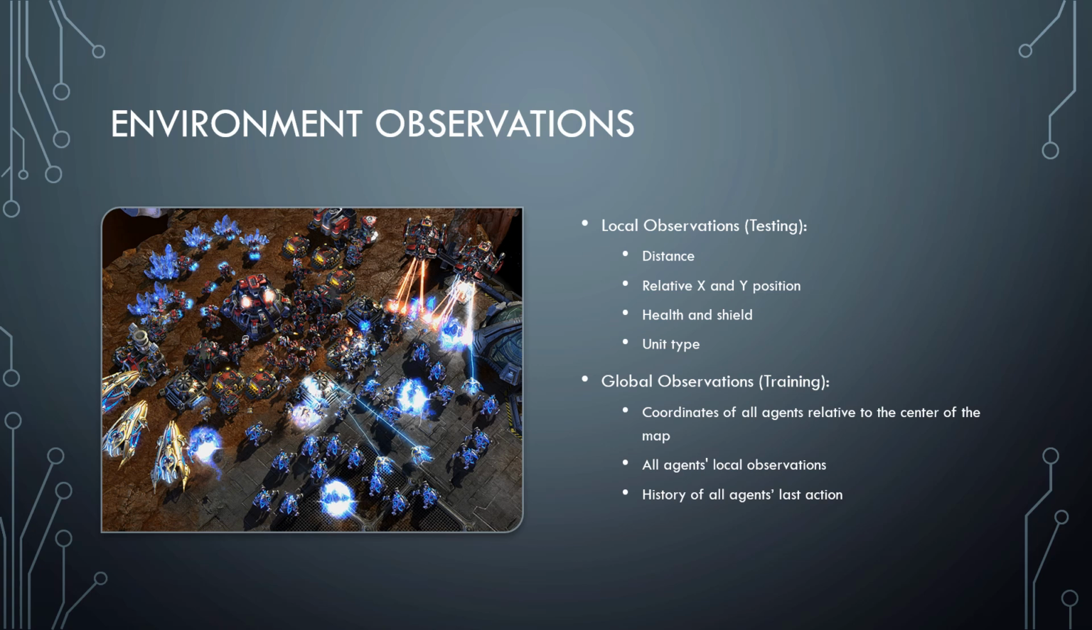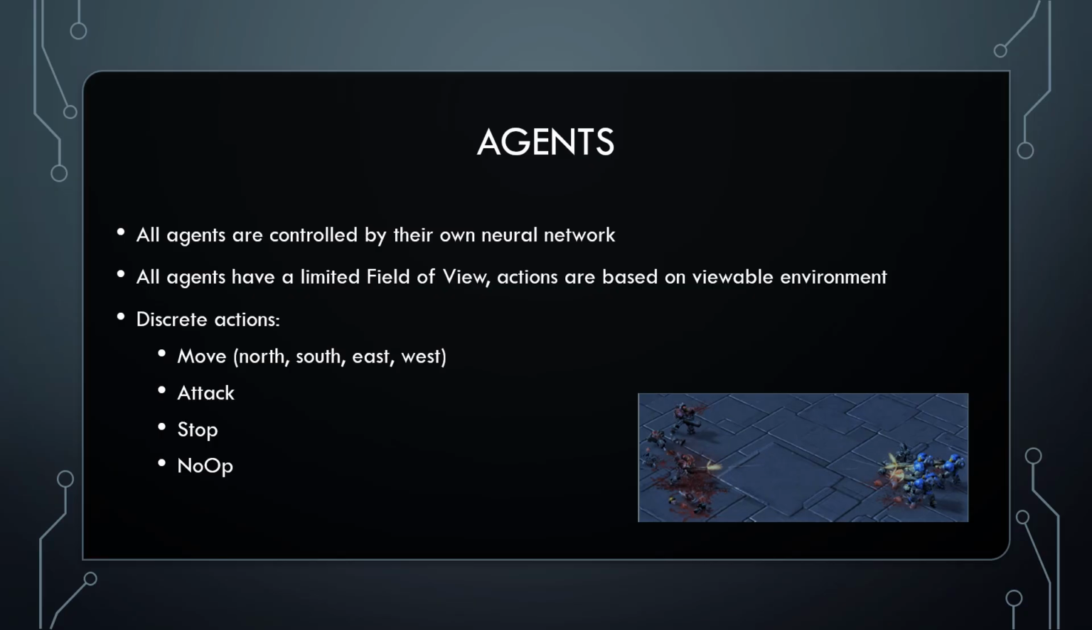During training, global observations consist of coordinates of all agents relative to the center of the map, all agents' local observations, and histories of all agents' last actions. Each agent is controlled by their own neural network. During testing, each agent has a limited field of view, so all actions are based on the viewable environment. The discrete actions that they are allowed to take are moving in the cardinal directions, attacking, stopping, and no operation.